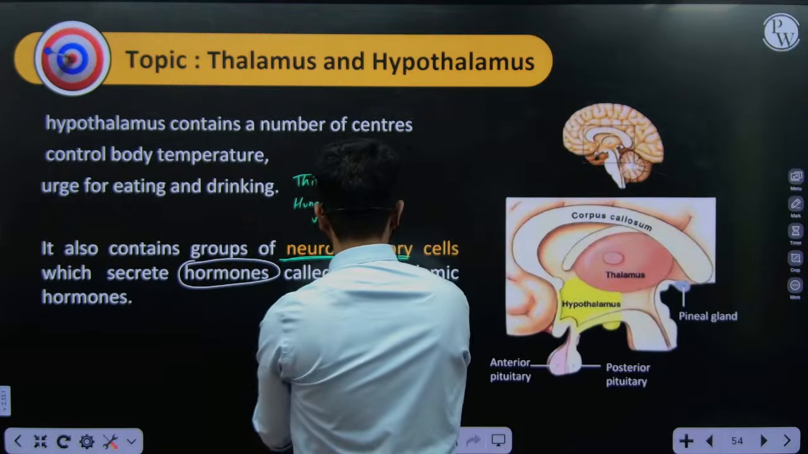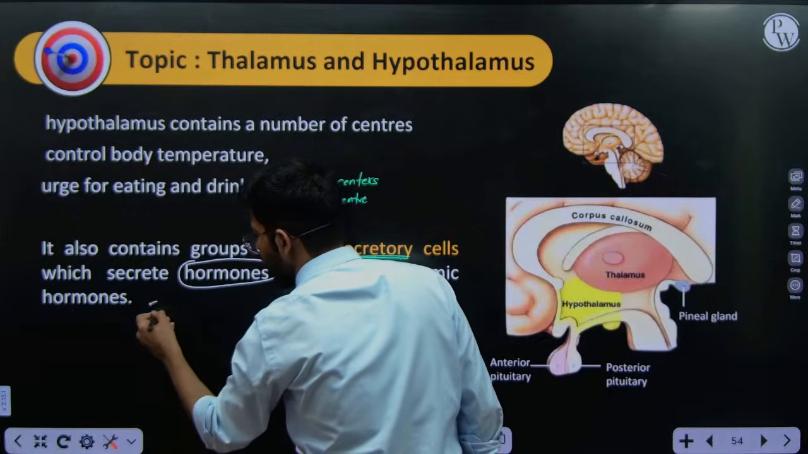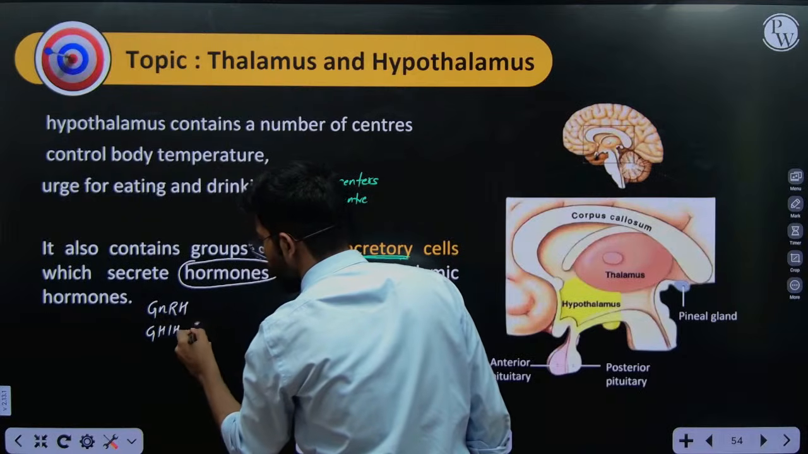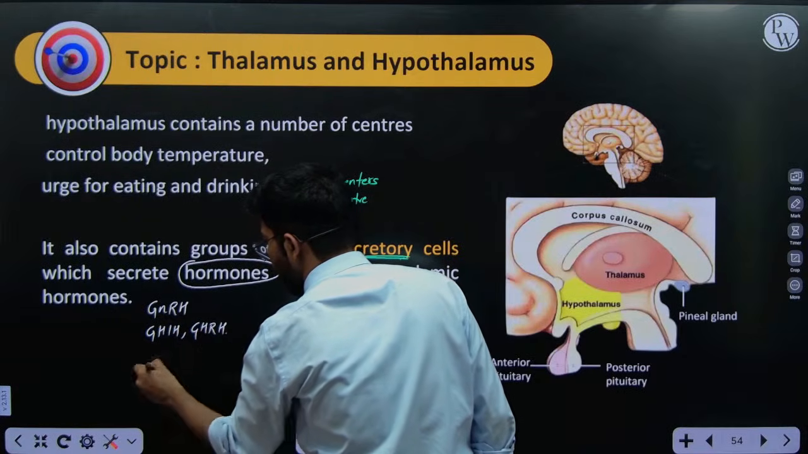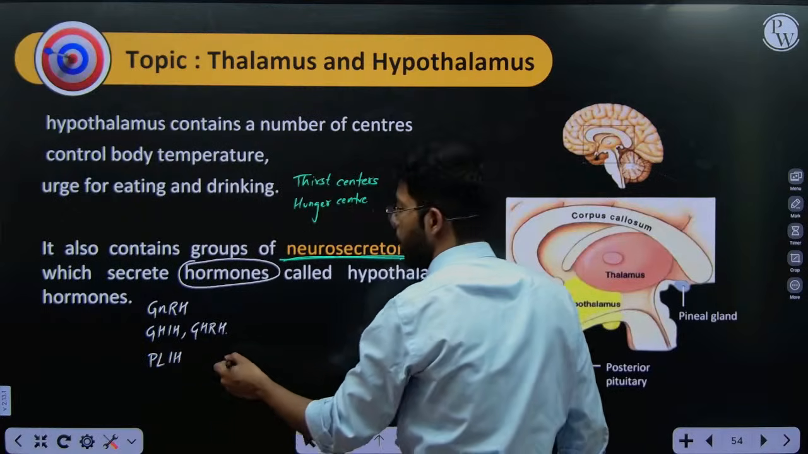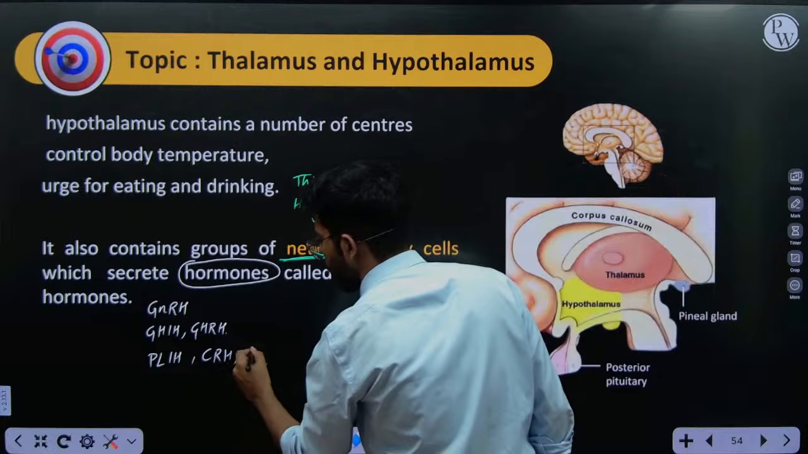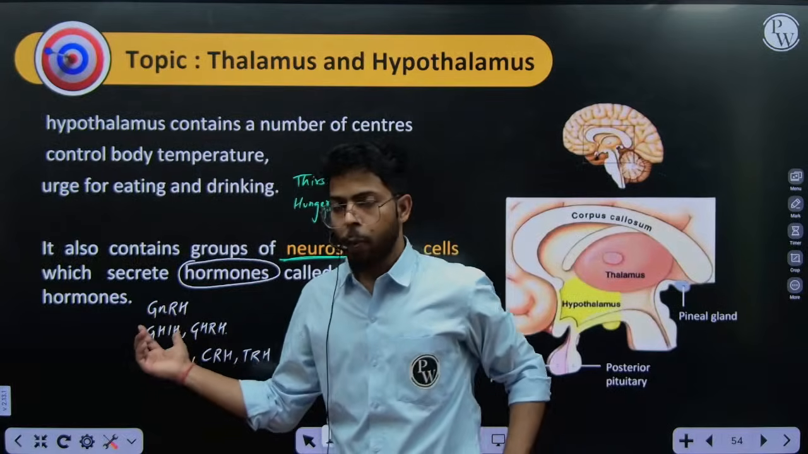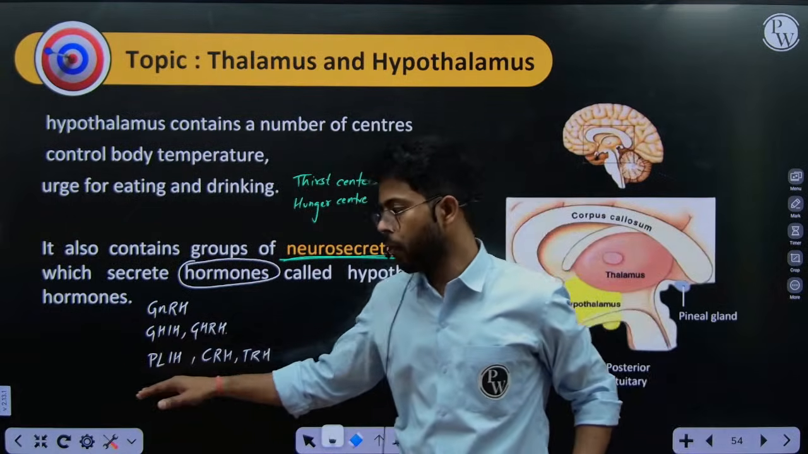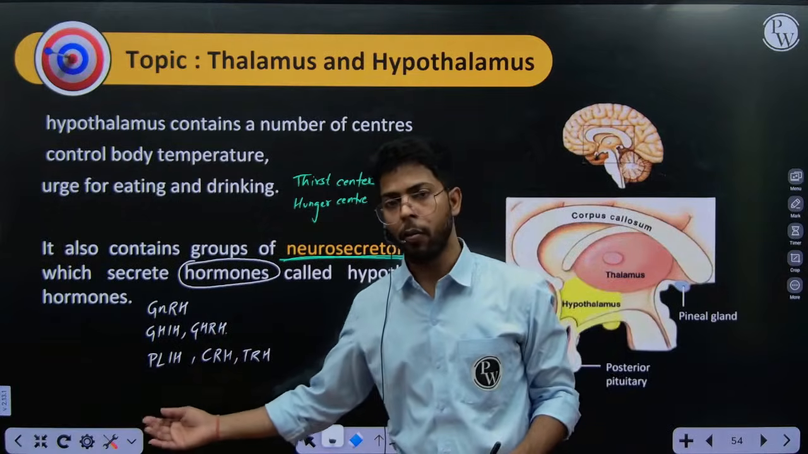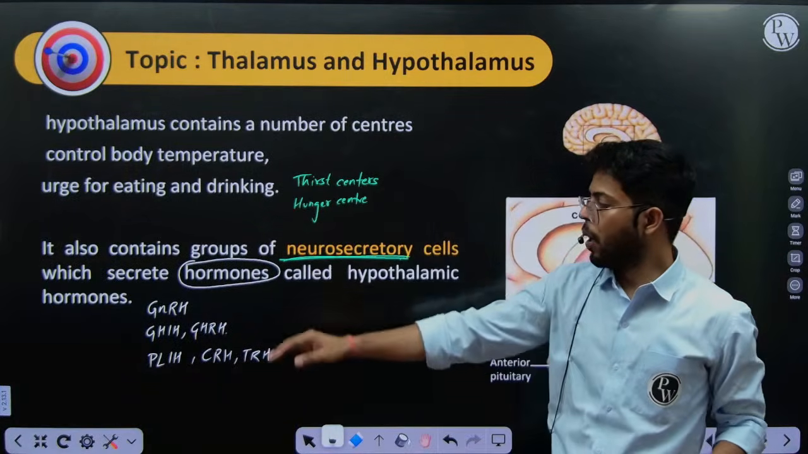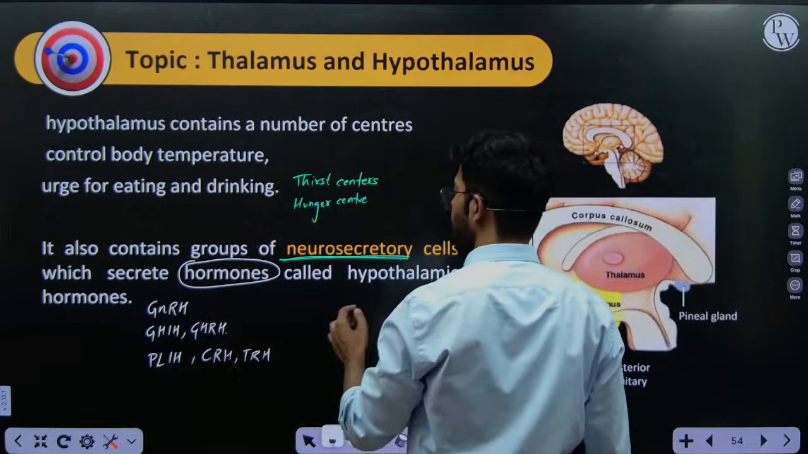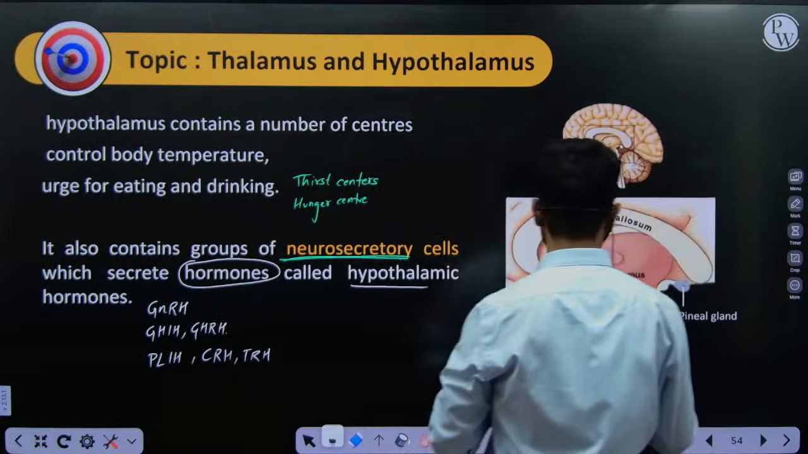And now the hypothalamic hormones are GnRH, GHIH, GHRH, prolactin inhibitory hormone, CRH, TRH. So gonadotropin releasing hormone, growth hormone releasing hormone, prolactin inhibitory hormone, corticotropin releasing hormone, and thyrotropin releasing hormone. That means these all are the hypothalamic hormones synthesized in the hypothalamus region.